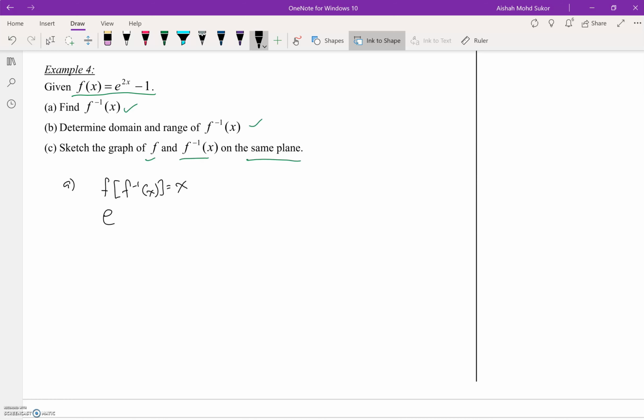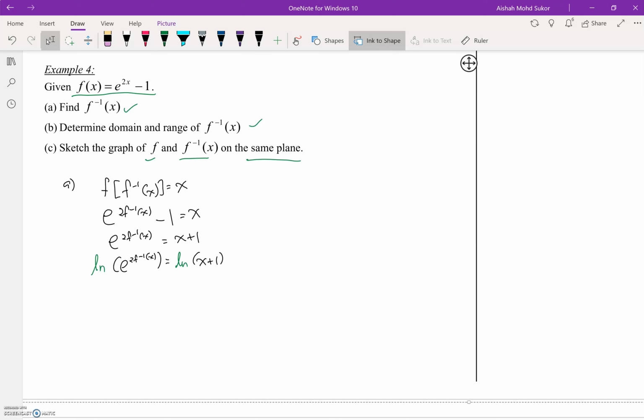So we have e^(2 f inverse(x)) minus 1 is equal to x. So e^(2 f inverse(x)) is equal to x plus 1. So we put ln at both sides of the equation. By using properties of logarithm, we have here 2 f inverse(x) is equal to ln(x plus 1). Therefore, f inverse(x) is equal to 1 over 2 ln(x plus 1).